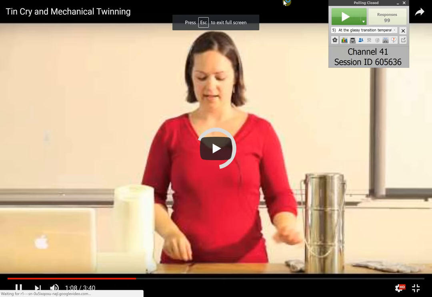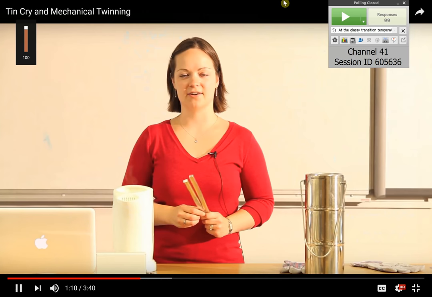In this demonstration, we're going to illustrate deformation twinning using these two bars of freshly cast tin. Tin has a tetragonal crystal structure, which is a much lower symmetry than most metals, which makes dislocation motion more difficult. Okay, that's important, what you just said there.